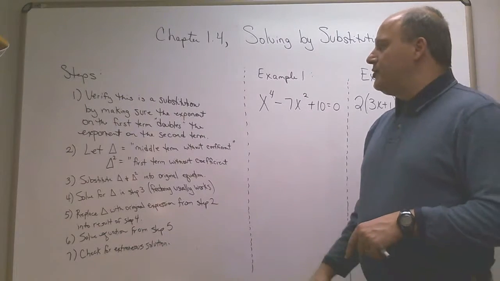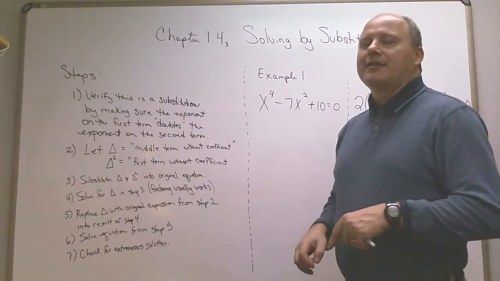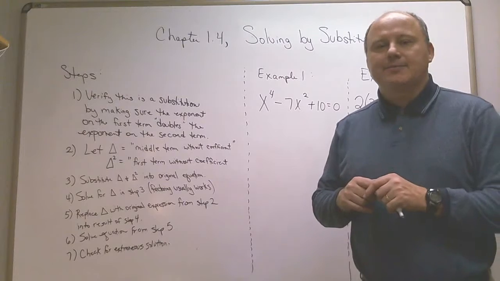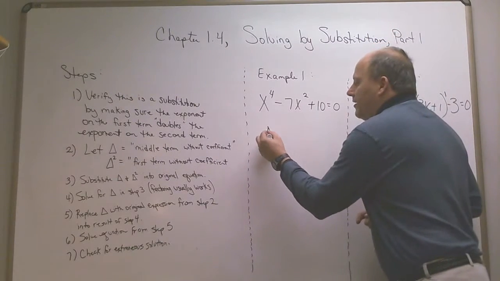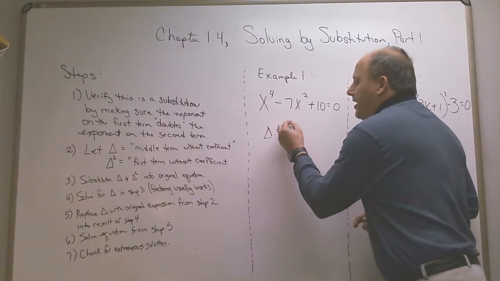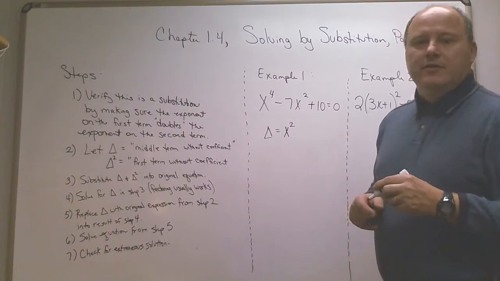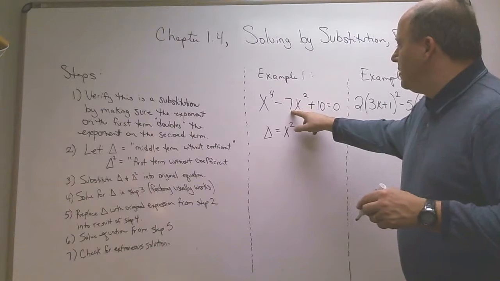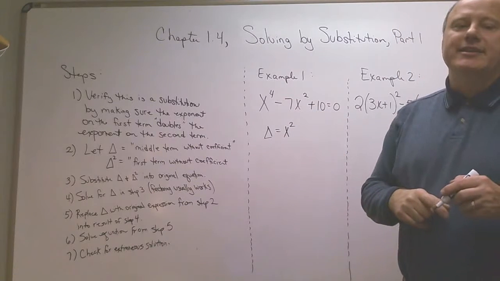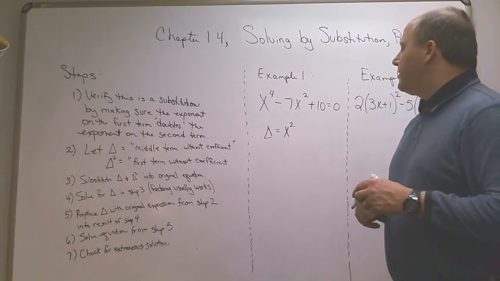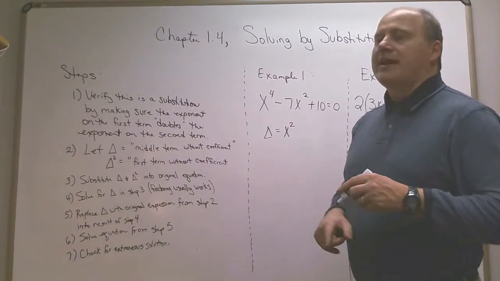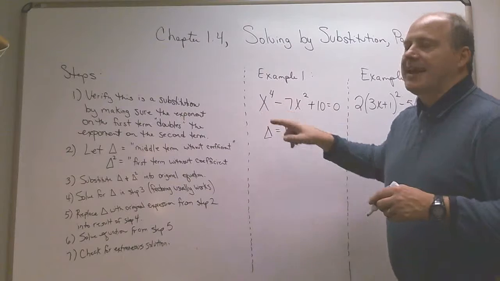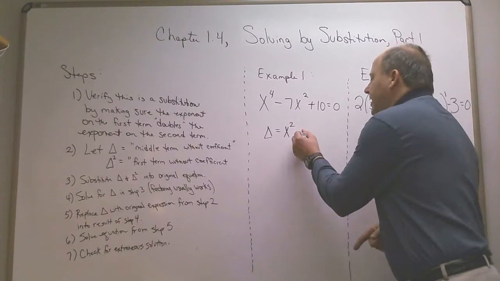The second step is you let delta be the middle term without the coefficient. That's probably the easiest way I can explain it. On example 1, you're going to let delta be equal to x squared. That is the middle term without the -7; -7 is its coefficient. So let delta be x squared. Then delta squared will be the first term without its coefficient. The first term does not have a coefficient, so it's just x to the fourth.